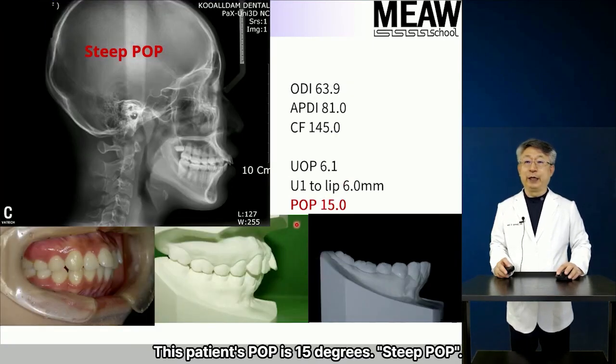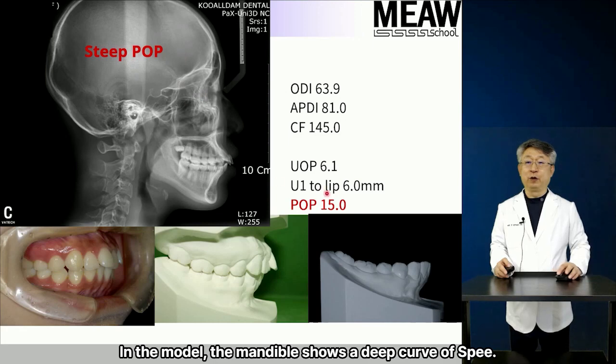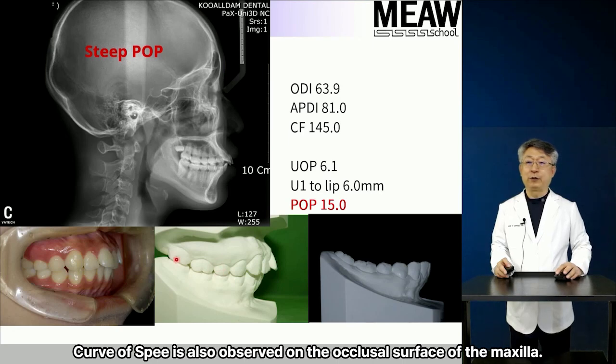This patient's POP is 15 degrees, steep POP. In the model, the mandible shows a deep curve of SPE. Curve of SPI is also observed on the occlusal surface of the maxilla.